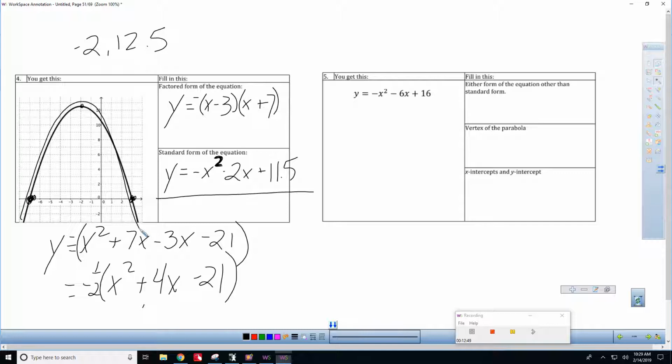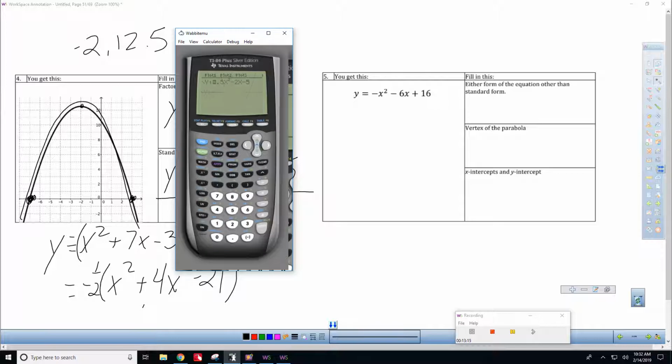Either form of the equation other than standard form. So let's find the vertex form. Because that's easy, because what can we use to find the vertex form? Our graphing calculator. So Y equals negative X squared minus 6X plus 16. Let's graph it. Can't see the vertex. Let's see if I can see it on the table. It's going to be somewhere in the negatives.